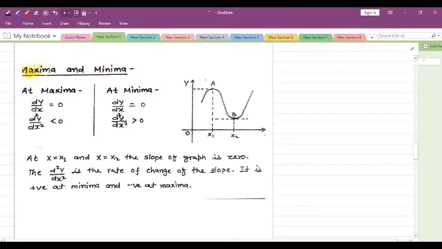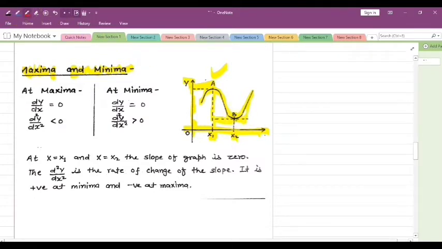Then the next topic we have to understand is called the maxima and minima concept. Now suppose you have your x-axis like this and then you have your y-axis, okay, then if you have any curve like this one, and this curve has a maximum value at a particular value of x, that is x1. Our function has a value that is maximum. Then at another value x2, our function has a value that is minimum.